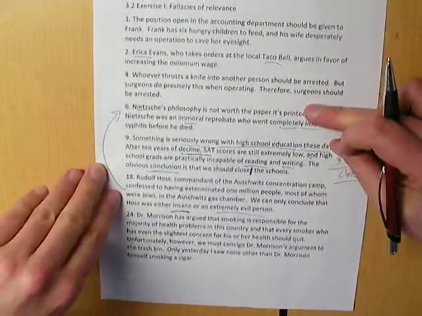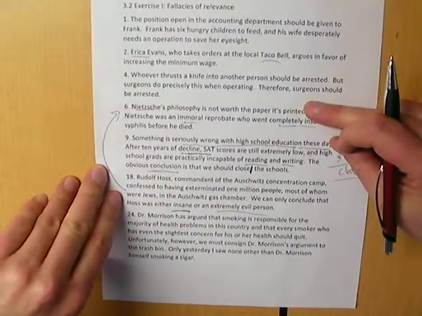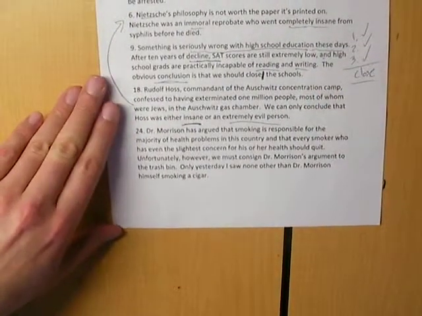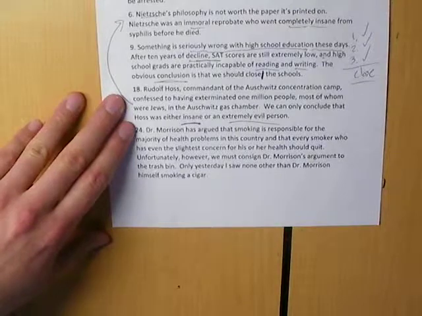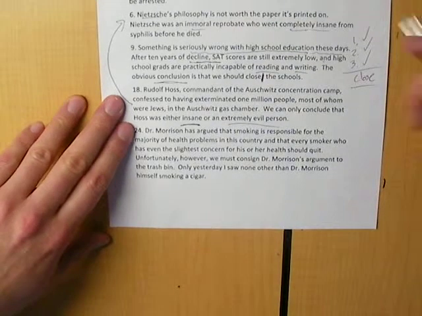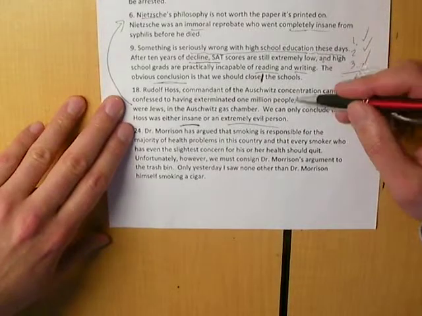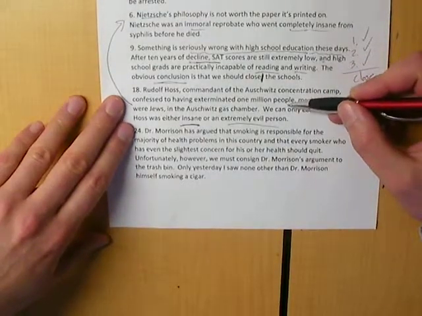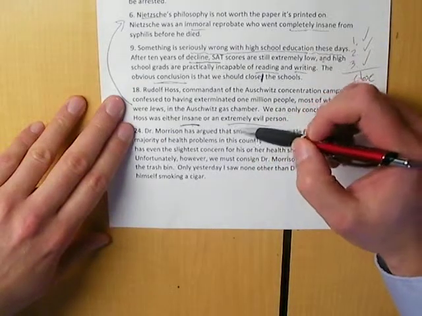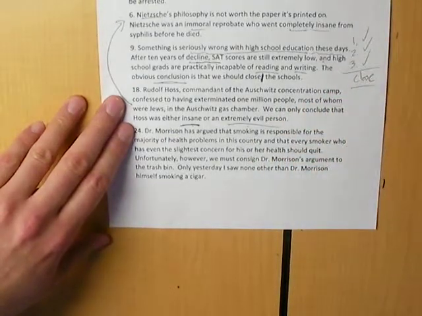That one, number 6, is clearly an ad hominem abusive against Nietzsche. This one reeks of an ad hominem abusive, but I think actually the best answer here for 18 is no fallacy at all. If this guy really did send 1 million innocent people to the gas chambers, I think saying that he's either insane or evil or both, these two are not mutually exclusive, is a fair claim to make.